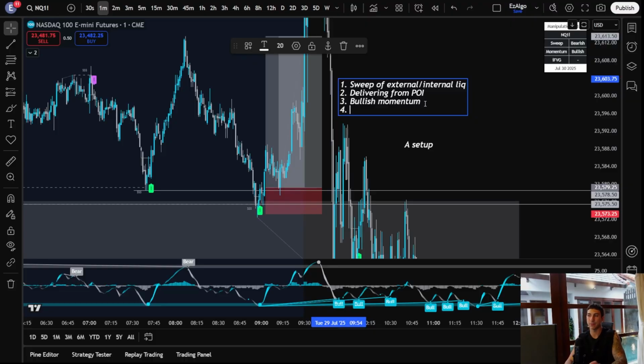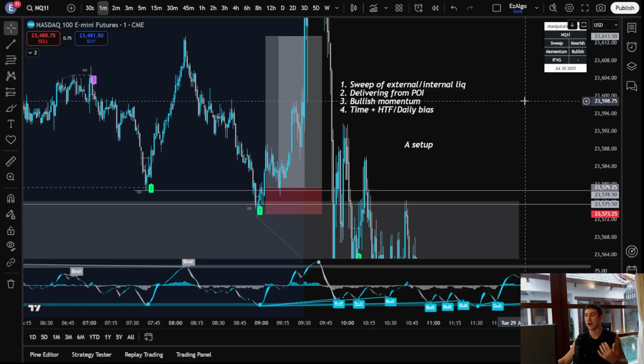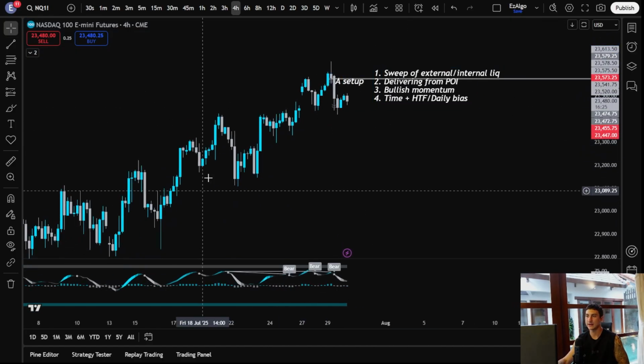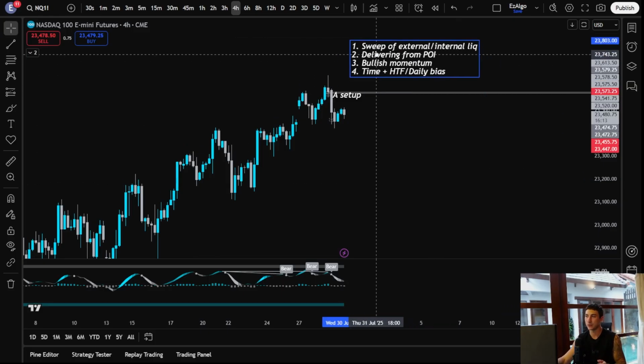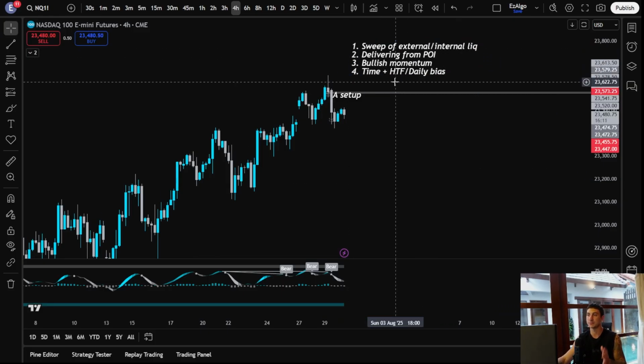Now, to make this an A+ setup, we want to use two things, okay? Time and also a high time frame or daily bias. Now, how do you figure out what your daily bias is? So if I go to a 4-hour time frame here, I can see that NASDAQ is in price discovery. So my bias is going to be looking for long positions. Now, that doesn't mean that we can't take short positions if we see the first 3 confluences play out, but that's not going to be an A+ setup. An A+ setup, which is a setup that you'll normally find around 5 times per week, is going to be in line with your daily bias.